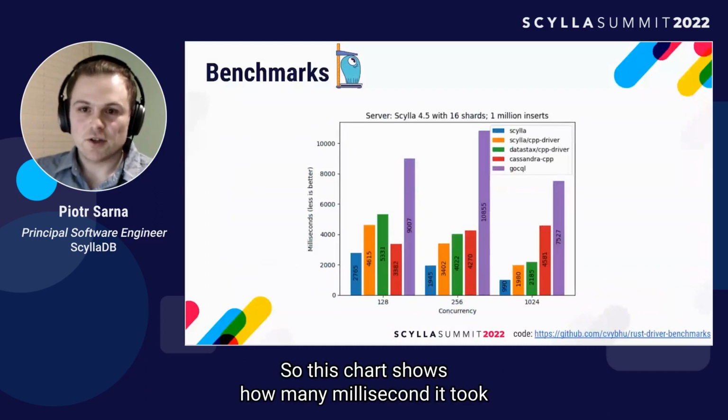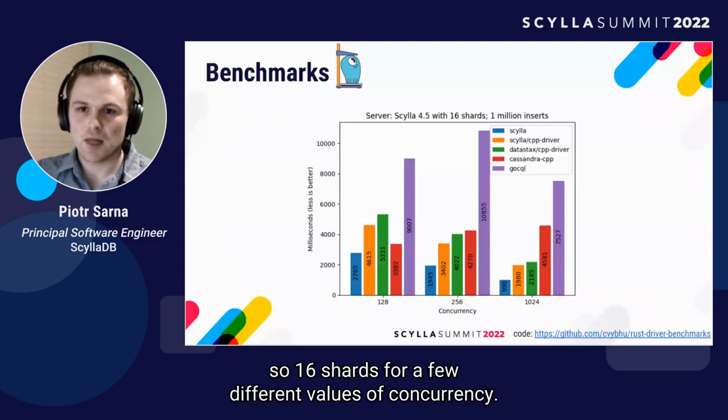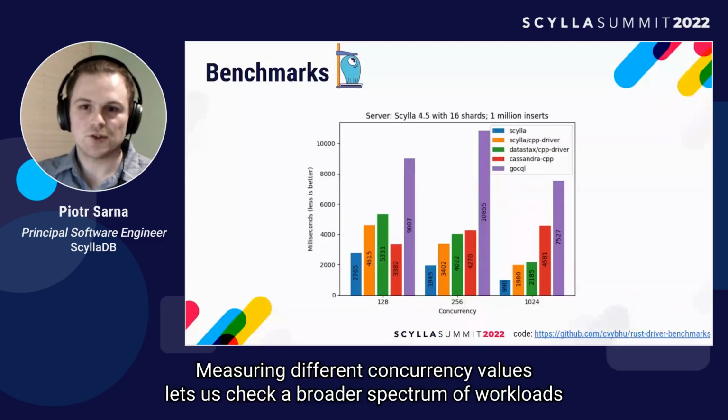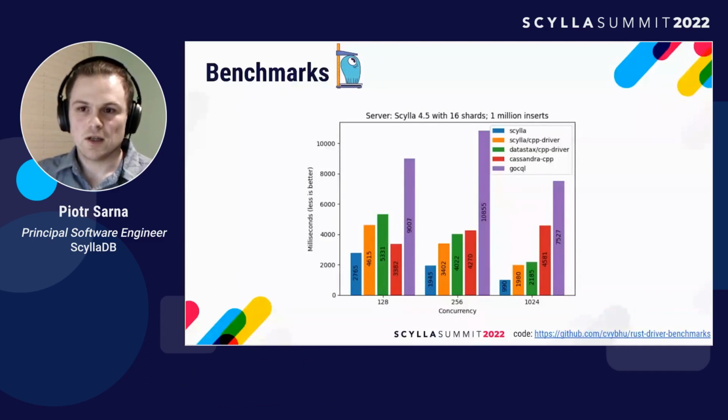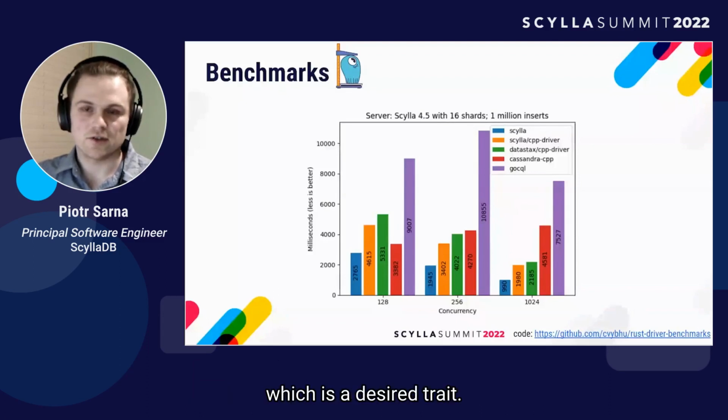So this chart shows how many milliseconds it took for the tested drivers to perform 1 million inserts into a Scylla node, which has 16 CPU cores, so 16 shards, for a few different values of concurrency. Measuring different concurrency values lets us check a broader spectrum of workloads and also see if the driver scales linearly along with increasing concurrency, which is a desired trait.